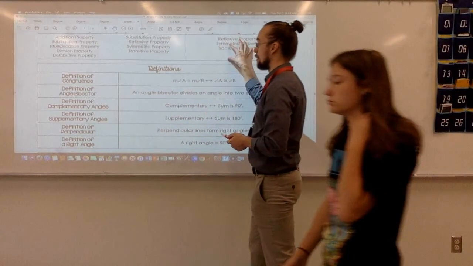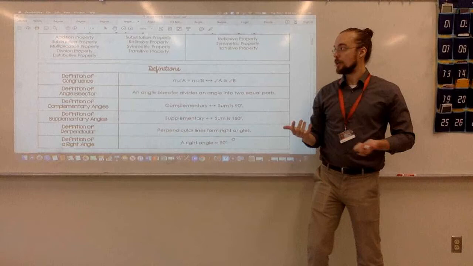So first, all of these up here that we've already talked about still apply. We're still going to look at equations where we can add, subtract, multiply, divide the same thing on both sides. We can still substitute. We can still use reflexive, symmetric, transitive. All of these things are still going to be used. We're going to look at a few new ideas down here.